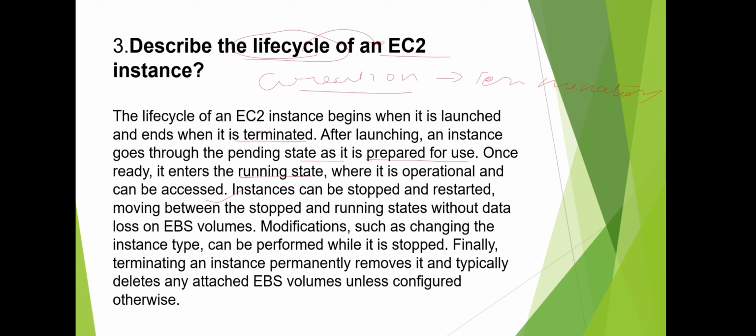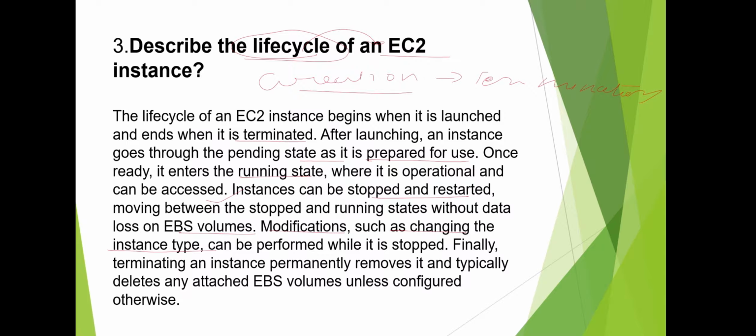When it is in the running state, the instance can be stopped and restarted. We can stop and restart the machine, and we can reboot the machine. I will discuss in the coming lecture how we can reboot the machine, and how we can take a snapshot of running machines and of an EBS volume. We can move between stopped and running states without data loss on the EBS volume. Modifications such as changing the instance type can be performed while it's stopped. Generally, we change the instance type in many scenarios when we need to.